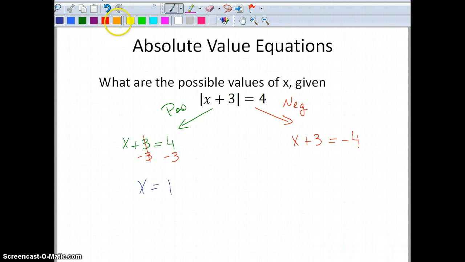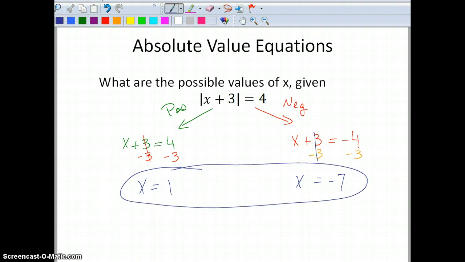Now let's go and do the same thing on the other side. Subtract 3. And then I have x is equal to negative 7. So either x is equal to 1 or x is equal to negative 7.